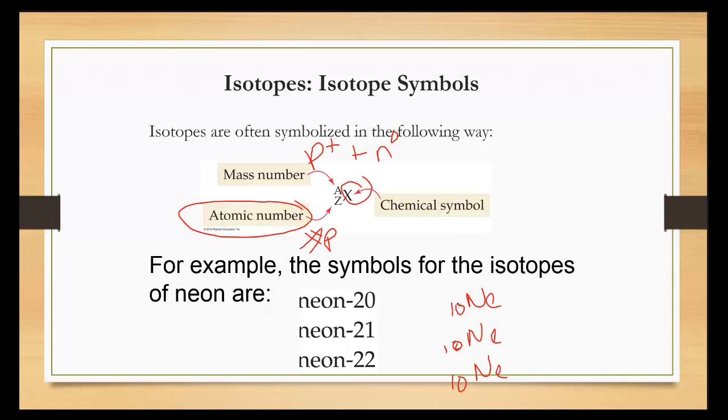This 20 here represents the mass number. So neon 20 would look like this, neon 21 would look like this, and neon 22 would look like this. Knowing that this is the protons and the neutrons added together, that means this one has 10 neutrons, this one has 11 neutrons, and this one has 12 neutrons.